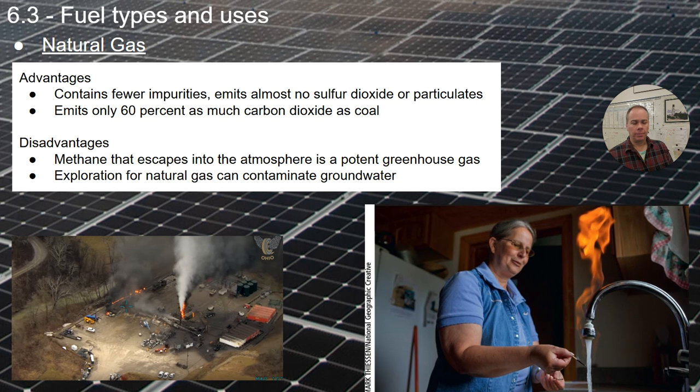Disadvantages are that because natural gas is mostly methane, if there are leaks and it escapes in the atmosphere, it is a potent greenhouse gas. And so it's much stronger in terms of climate change than CO2. Also, the exploration for natural gas through hydrofracking, which we'll talk more about later, can lead to contamination of groundwater and other issues as well.